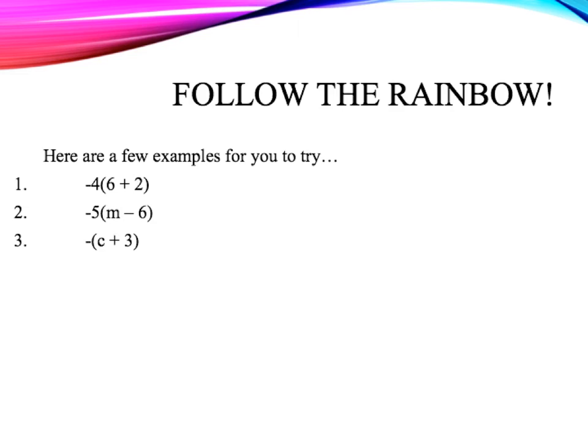Okay, so here are a few examples for you to try. If you'll go ahead and copy those also down into your notebook. Remember that you have to distribute the number on the outside of the parentheses to all the numbers on the inside, and then check to see if you have any like terms that you can combine. Don't forget you are always following the rainbow.